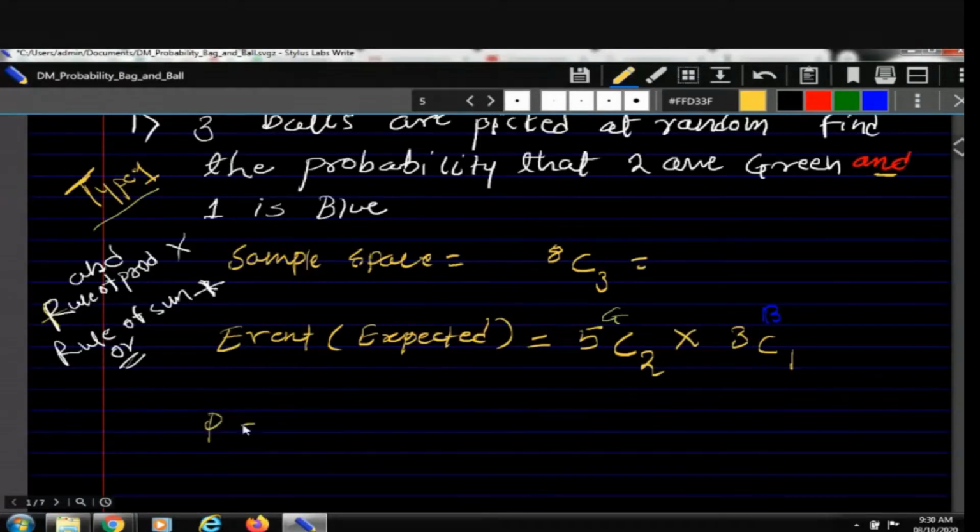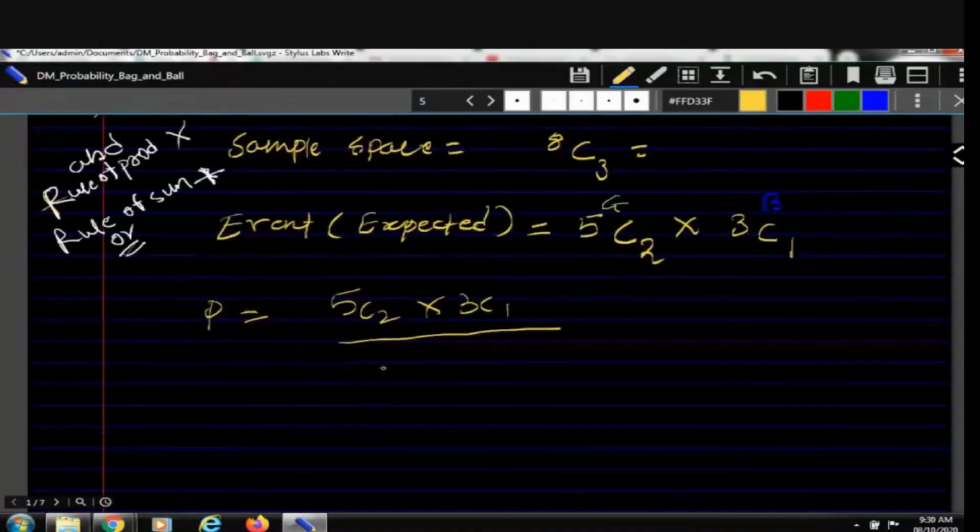And what will be the probability? Probability is equal to this expected outcome, 5C2 into 3C1, divided by the sample space. What is the sample space? The sample space is 8C3. Okay, you can solve this.